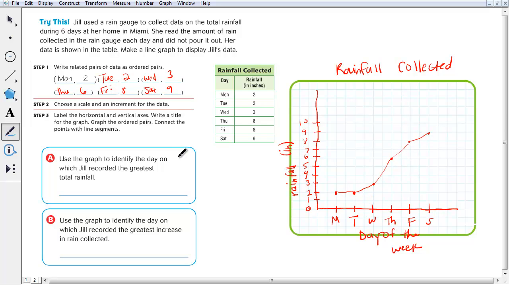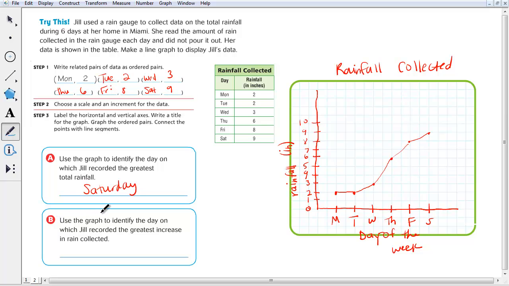Now we're going to use the graph to identify the day on which Jill recorded the greatest total rainfall. The day with the greatest total rainfall is going to be the day that has the highest point, and that's going to be Saturday, because the greatest total rainfall was 9 inches, and that was on Saturday.